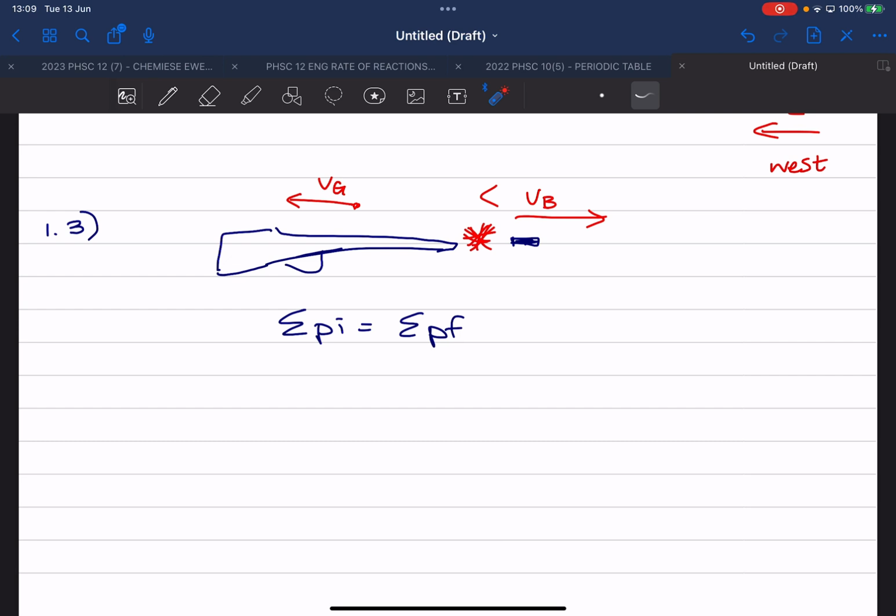Now, let's say they were stationary at the beginning. Die koel was binne in die geweer. So then the momentum at the beginning must be 0. Because the bullet is not moving, the gun is not moving. Okay, what is momentum again? It's mass times velocity. Remember, velocity, vector, direction. So kom ons sê ons kies regs as positief.